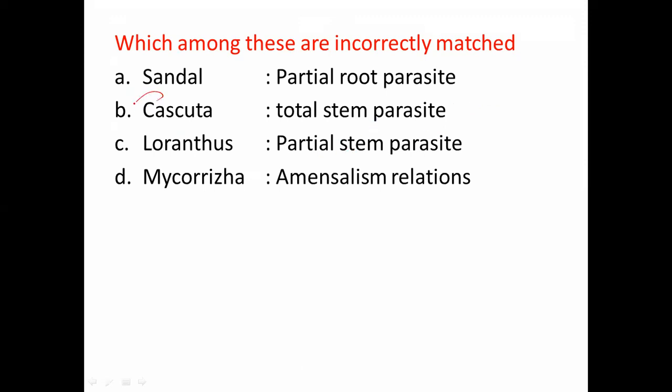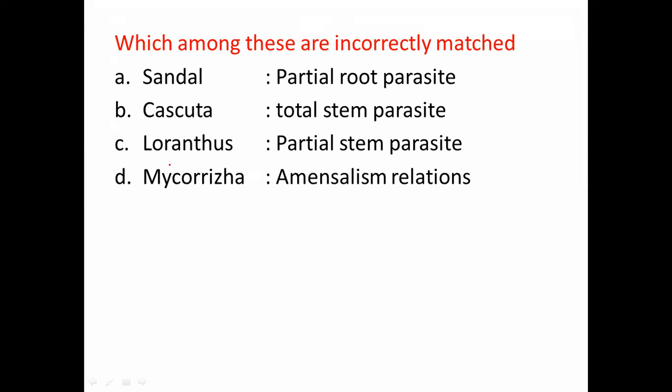Please remember, as I mentioned, I gave the difference between the total stem parasite and the partial stem parasite. In the total stem parasite, the plant generally doesn't have chlorophyll; that's why they are called chlorophyllous-less. In Loranthus, they have chlorophyll content, so they prepare their own food.